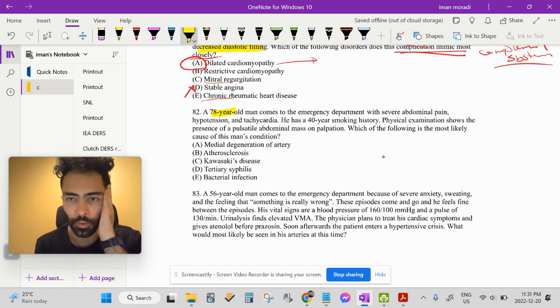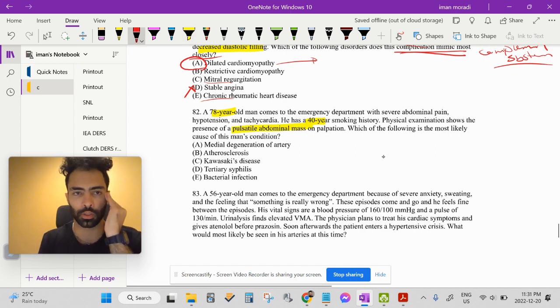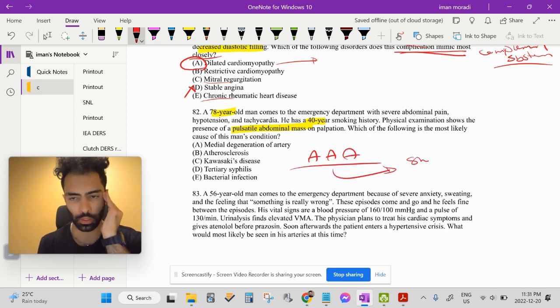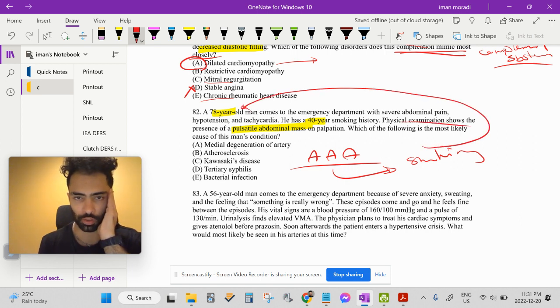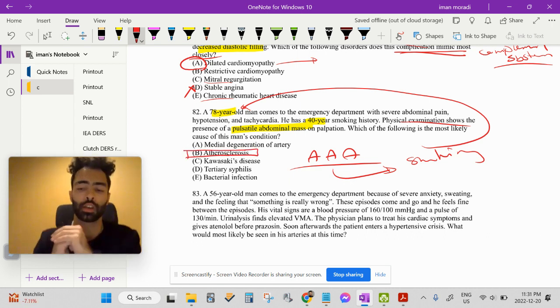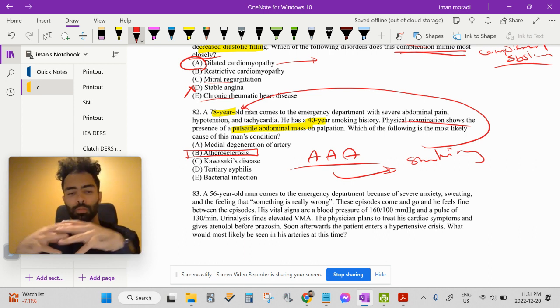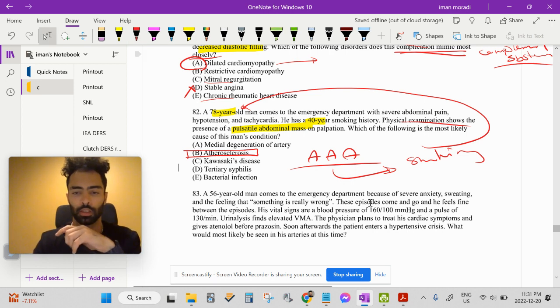78-year-old, smoking a lot. Again, pulsating abdominal mass. We're talking about abdominal aortic aneurysm. Biggest risk factor: smoking, as this guy did a lot. It happens in old guys, as I mentioned, right? What is the pathophysiology? Atherosclerosis. How does that happen? Atherosclerosis blocks oxygen penetration into the aorta. The aorta dies slowly, loses its patency, and you get AAA.